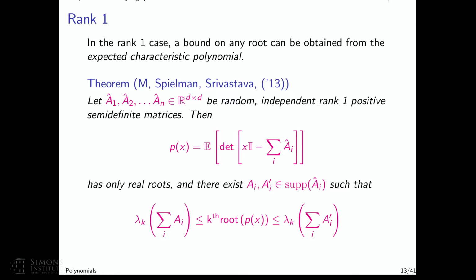Is the quantification over K, is it for every K there exists, or? For every K, there exists such an AI, a collection of AIs and AI primes. Yes. That will actually come in later.